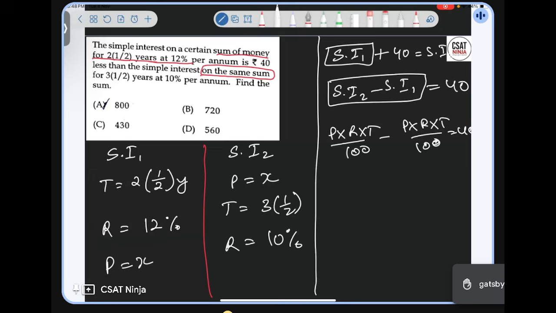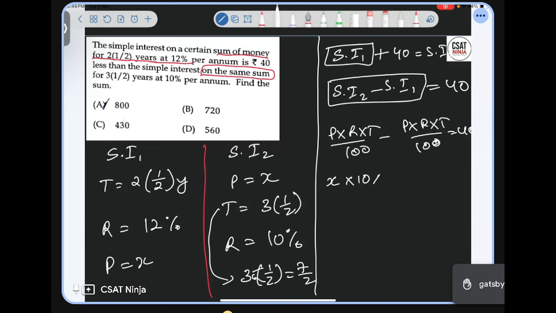So what is the principal for the second one? Principal is x, and the rate of interest is how much? 10. But remember, time here is 3.5 years. So 3.5 years will be, if I write it in terms of fraction, how will it be? You just treat it like a mixed fraction. So 2 3s are 6 plus 1 is 7 divided by 2.